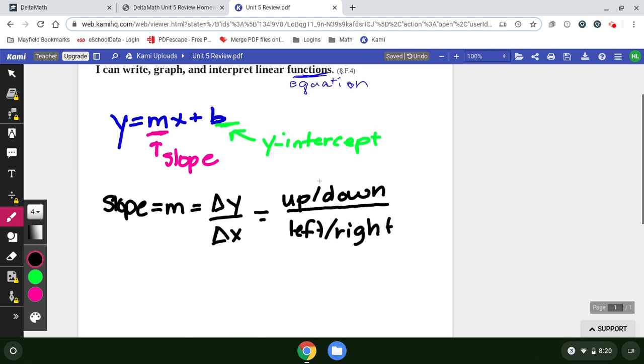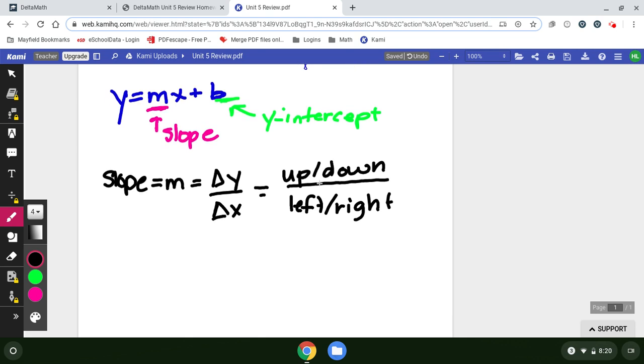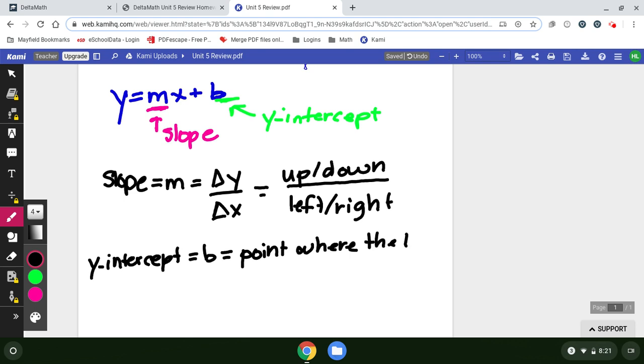The second part is the y-intercept, so we have b, which is b, and the y-intercept is the point where the line crosses the y-axis. Okay, so if you know those two things, you can be pretty successful throughout this entire unit.